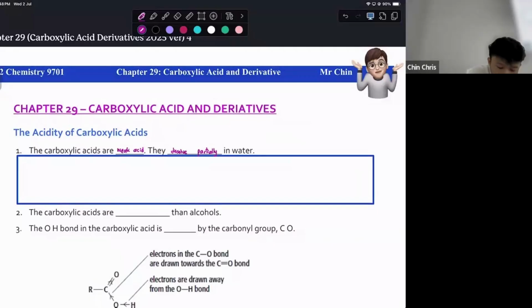Alright, guys, if I have a carboxylic acid, when it dissociates, it's always the H here that will get donated away.